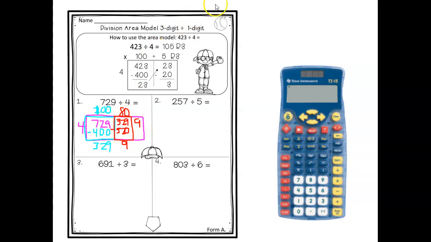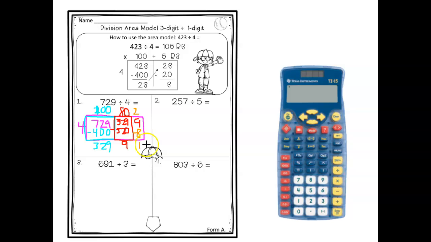So now I have 9 left in my area. I can make 1 group of 4. That would be 4. I could also do 2 groups of 4. That would be 8. But I couldn't do 3 groups of 4 because that's too high. So I'm going to do 2 groups of 4. That's going to take care of 8 of my area. So I'm going to subtract. I'm going to be left with 1 of my area.